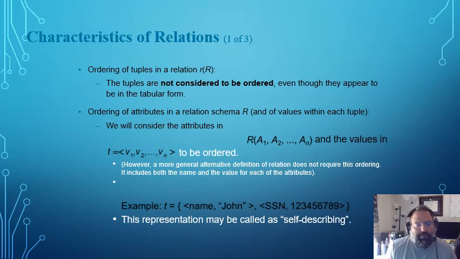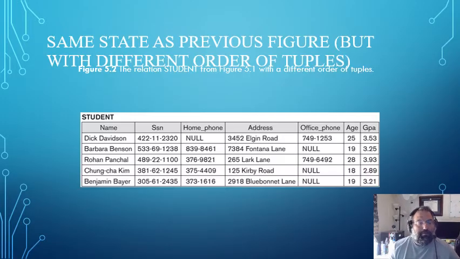Ordering of attributes in a relation R and of values within each tuple. We will consider the attributes in R(A1 through An) and the values in t, from v1 to vn, to be ordered. However, a more general alternative definition of the relation does not require this ordering. It includes both the name and the value of each of the attributes. In this case, the example is name is John, social security number is 123456789. This is called self-describing.